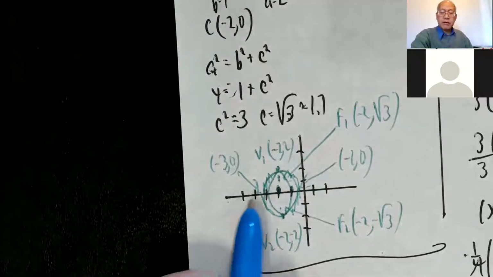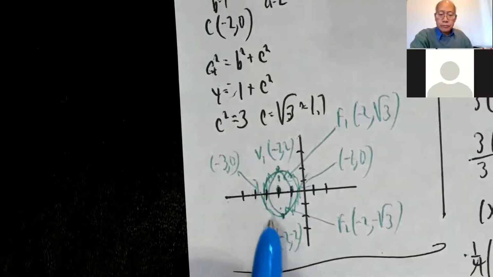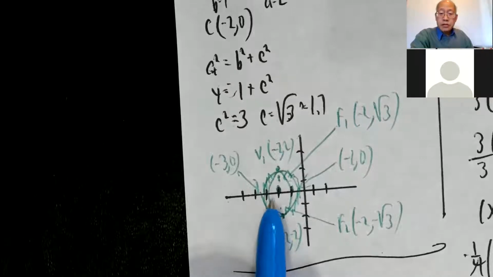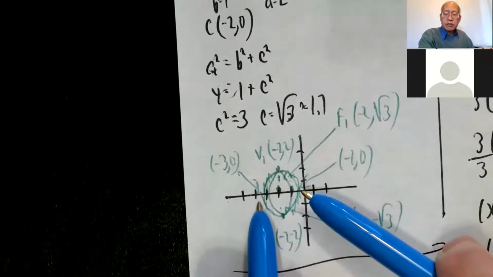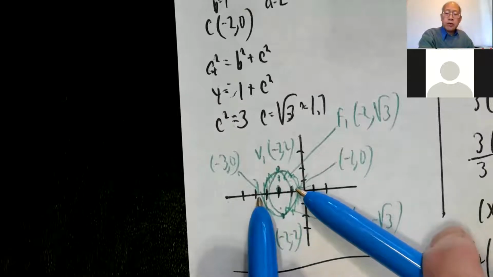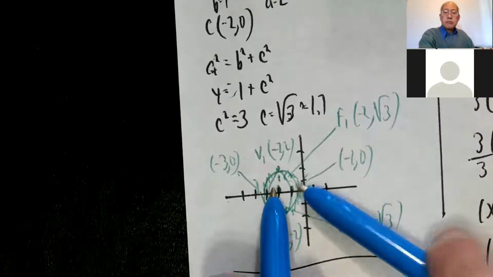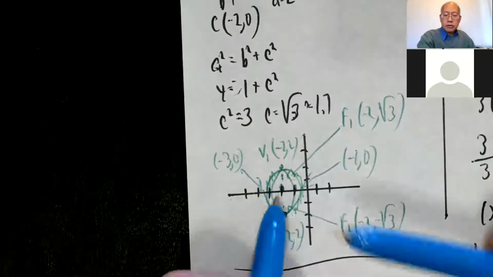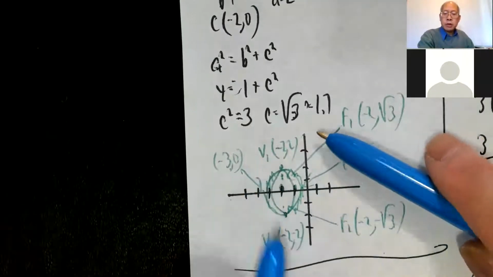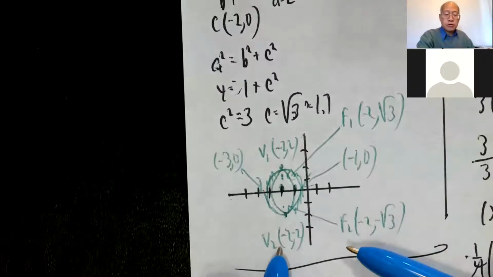Okay, so here's the breakdown of this. Here's negative 2, 0. I go 1 to the left and right: negative 3, 0 and negative 1, 0. Those are the endpoints of the minor axis. Major axis, A is 2. So I go up 2, I go down 2. So vertex 1 is negative 2, 2. Vertex 2 is negative 2, negative 2.